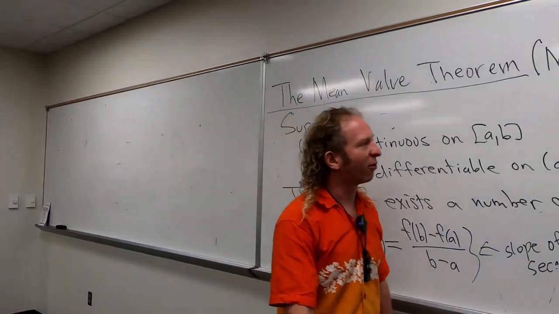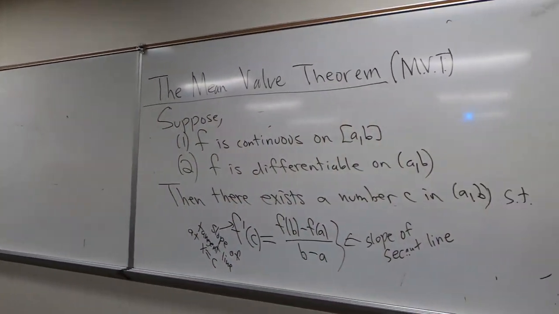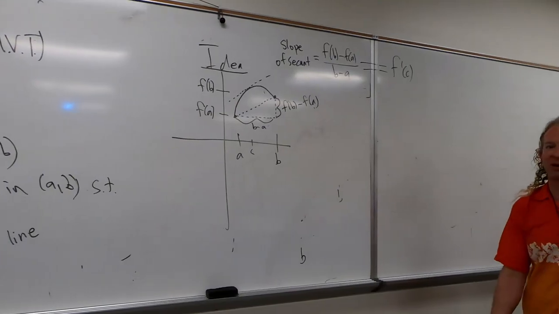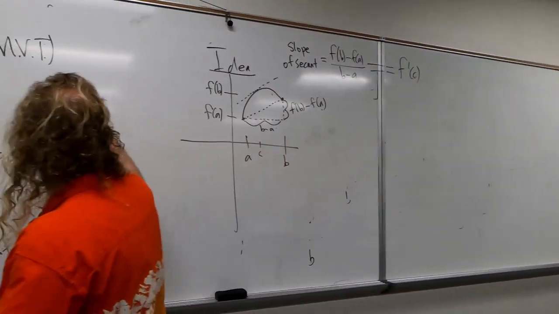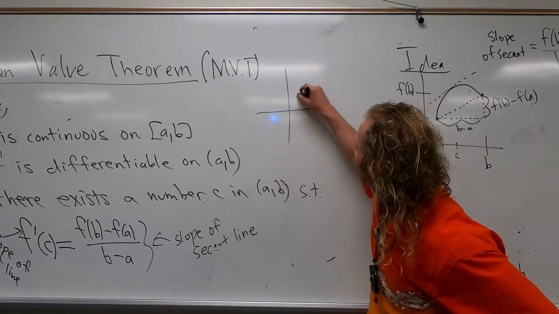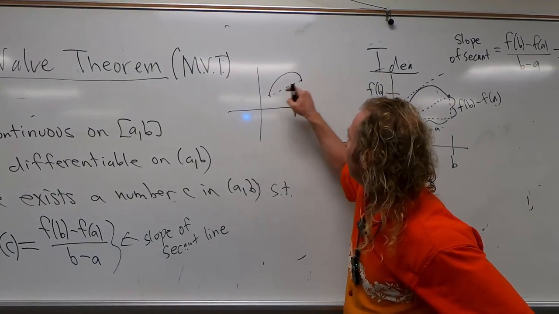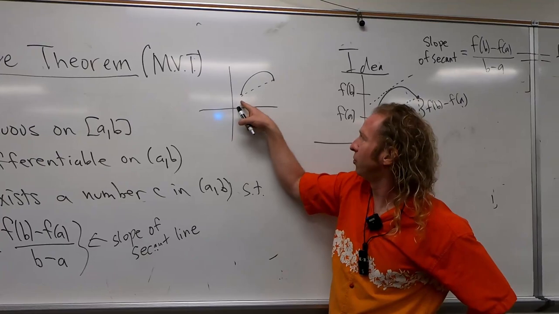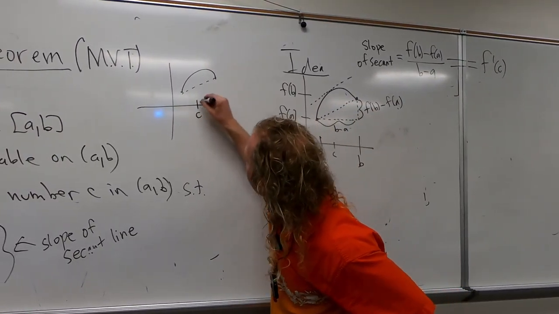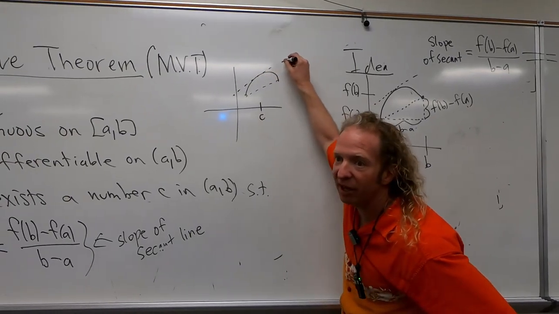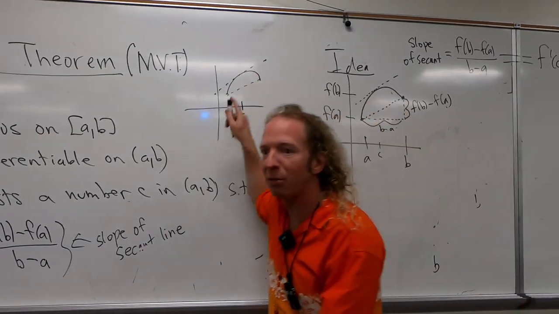Any questions before the next thing? Given a function that's continuous and differentiable, if you look at the secant line, there's a number somewhere in the interval where the tangent line is parallel to the secant line. So the slope of the tangent line is equal to the slope of the secant line.